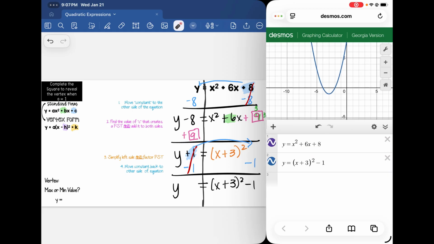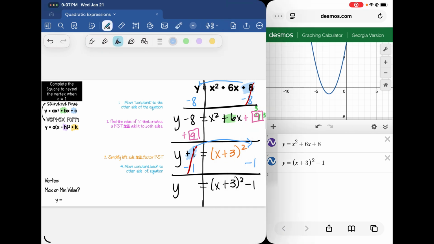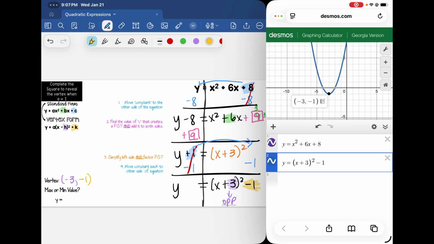So let's find our vertex and our maximum and our minimum value. Now, x plus 3 squared minus 1, what should I highlight to help me identify my vertex? H and K. All right, but this H is inside of the parentheses, which means it's going to be the opposite. So what is the opposite of positive 3? Negative 3. Is that what the Desmos said? Absolutely, so we were right.